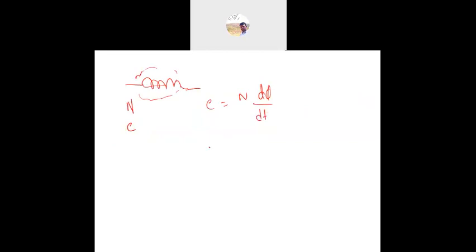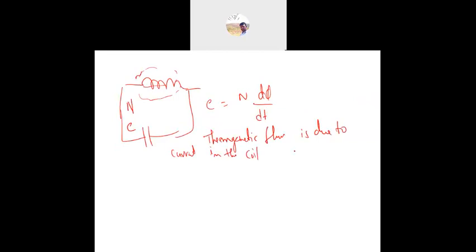The current flowing through the coil causes a magnetic field, so the magnetic flux is due to the change in the current through the coil. The magnetic flux is directly proportional to the current flow, so the induced EMF is directly proportional to the rate of change of current, di by dt.